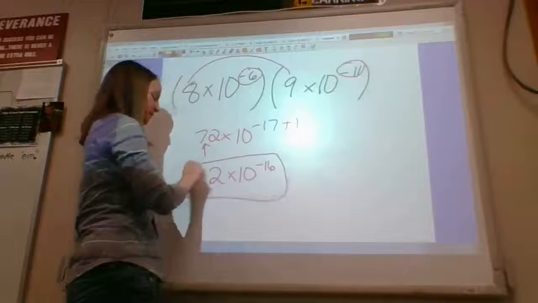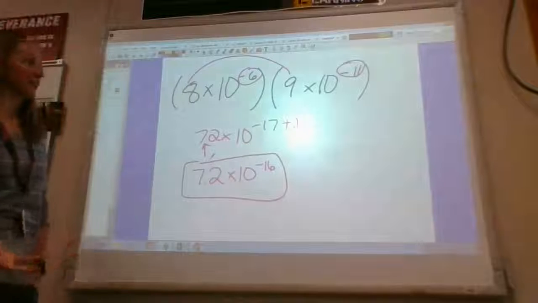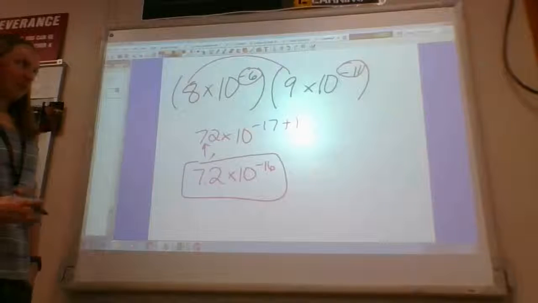A very common mistake people make is you'll tell me that it's negative 18. I'm like, what are you doing? Subtracting or adding? So that's what we have there.